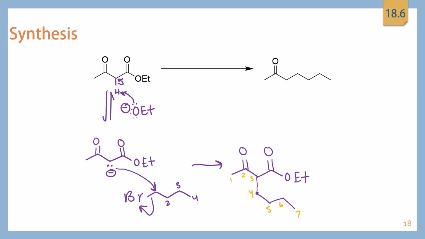Now, all we have to do to get from our current position to our final product is get rid of this ester. So we could do that in one fell swoop by adding in aqueous acid and heat. We are going to hydrolyze our ester, and then it's going to decarboxylate.